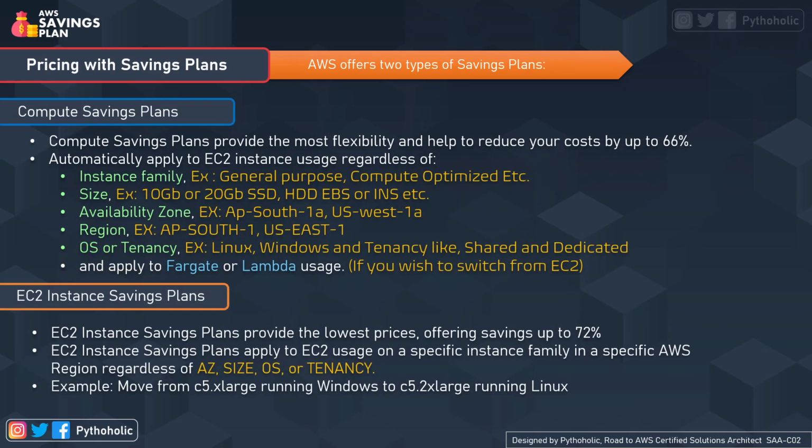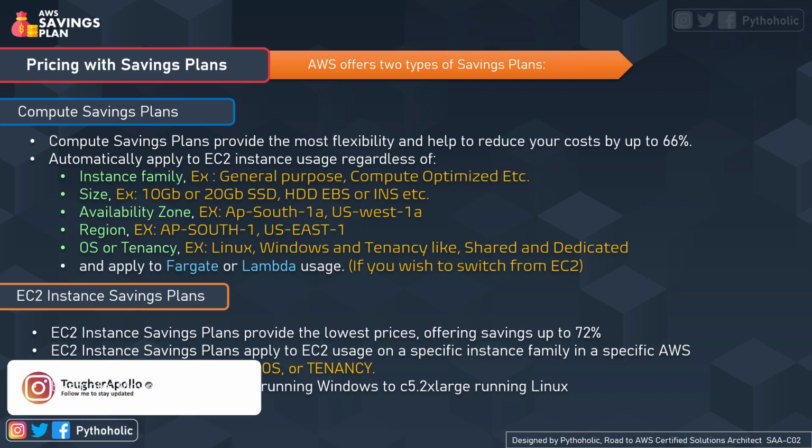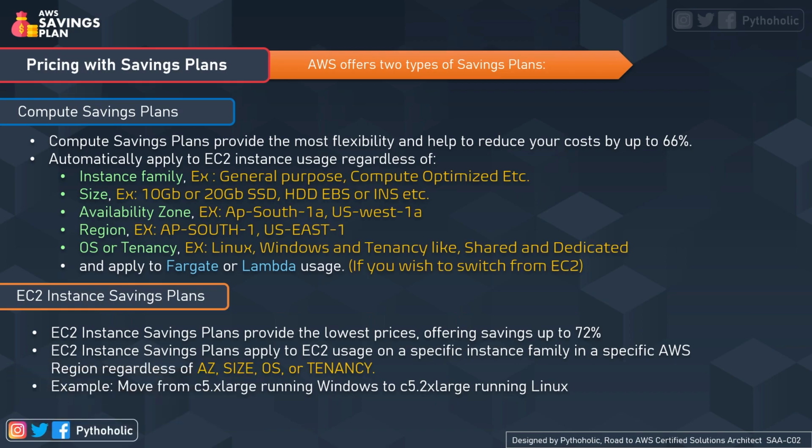And when it comes to the offerings on the savings plan, AWS offers 2 types of savings plans. But both these plans need you to provide your commitment of usage, which will be measured in dollars per hour. So the first one is Compute Savings Plan. As per AWS, Compute Savings Plan actually provides the most flexibility and helps you to reduce your cost by up to 66%.